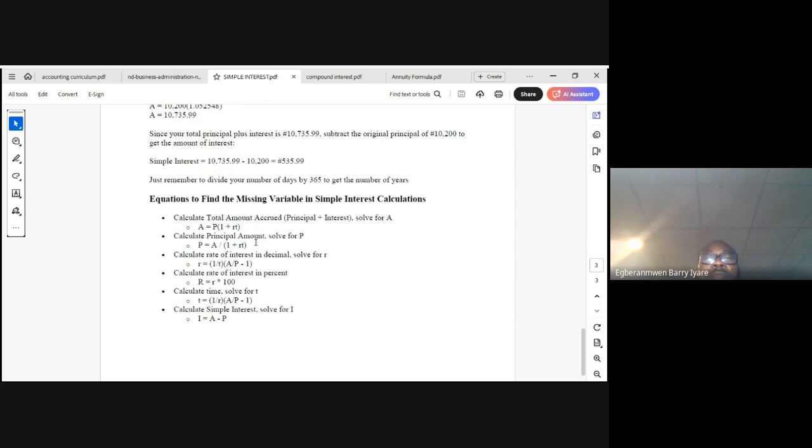Now, if you are asked to find the missing variable in simple interest calculation using the amount, the formula for finding the amount, these are all given here. But I will advise you to use the second formula, which is interest equal to PRT. Always use that to get the other variables. If you are looking for R, use I equal to PRT, make small r the subject of the formula.